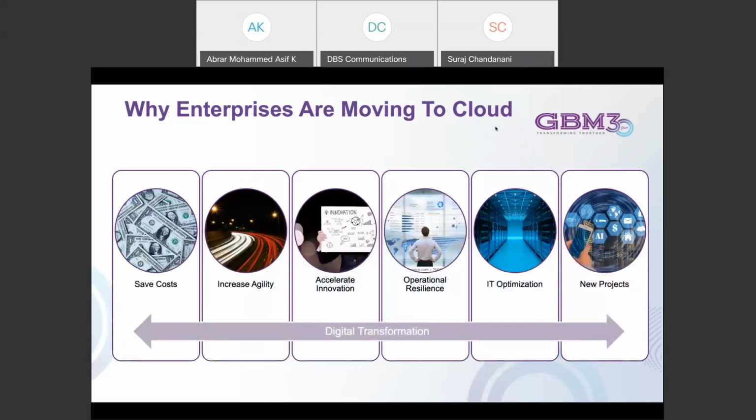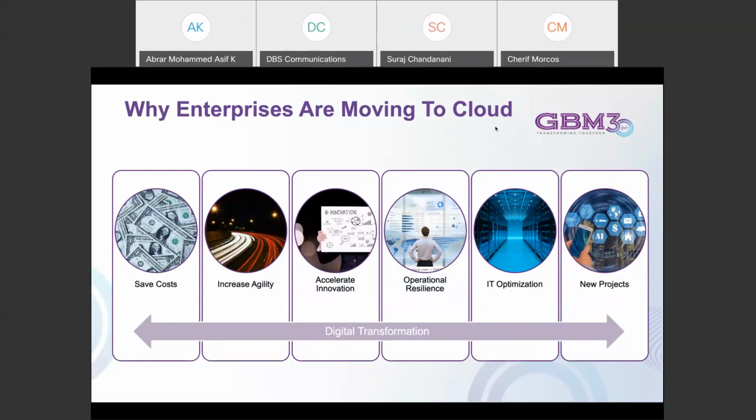Just before we get into the state of the cloud, one of the very important points to see is why are enterprises today moving to cloud? In the current business environments, saving costs is of topmost priority. Organizations across the region and across the world are facing IT budget cuts. There is increasing pressure to move projects from CapEx-based pricing and CapEx financing to OpEx-based ongoing expenditure.